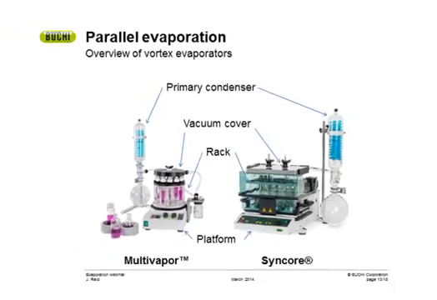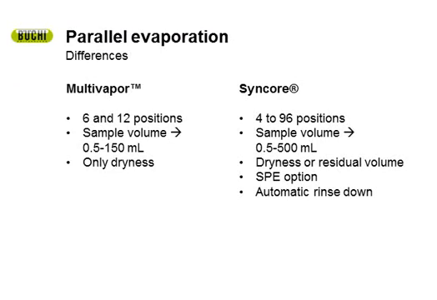Now, since I mentioned the multi-vapor and Syncor, I want to just give you the differences because, yes, they're both parallel evaporators, but they can do two different things. For instance, the multi-vapor has 6 or 12 positions, whereas the Syncor actually can have positions up to 96.